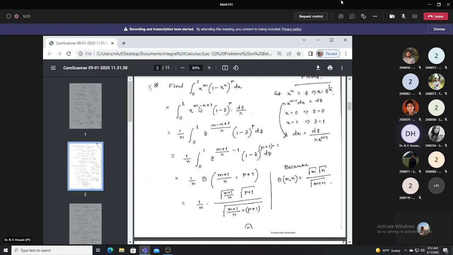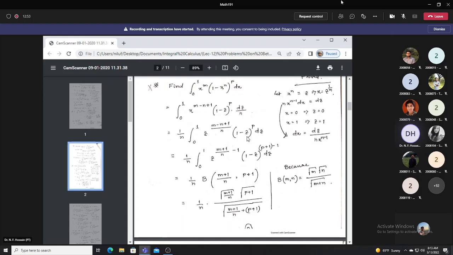Okay, now what is the value of x? x is z to the power 1 by n. So this x to the power m minus n plus 1 should be equal to (z to the power 1 by n) whole to the power m minus n plus 1. That means ultimately the power of z should be this, (m minus n plus 1) divided by n, and here (1 minus z) whole to the power p. Now you adjust the powers of these factors to get the beta function.